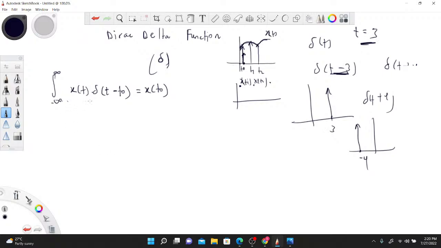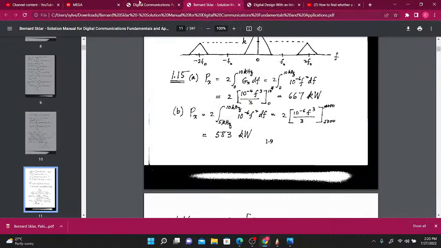So this is the Dirac function: the integral of the product of the Dirac function at a point and a function will give me that function at that point of the Dirac function. So let's see that it makes sense with a question. Let's just take a question and see.